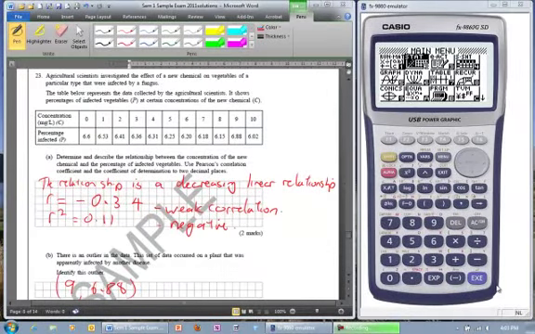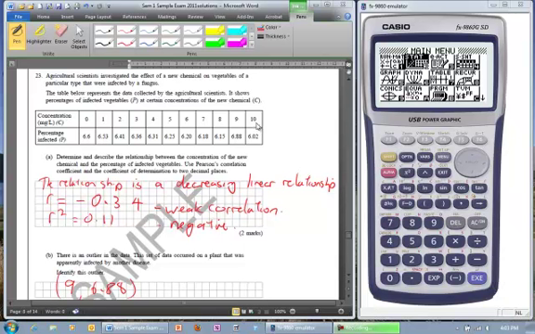Okay, this is question 23 of the trial stats paper. This is a correlation question where you will have to enter the data into the calculator as well, so you can draw your scatter plot and line of best fit and find Pearson's correlation coefficient. So you're given the information in a table.